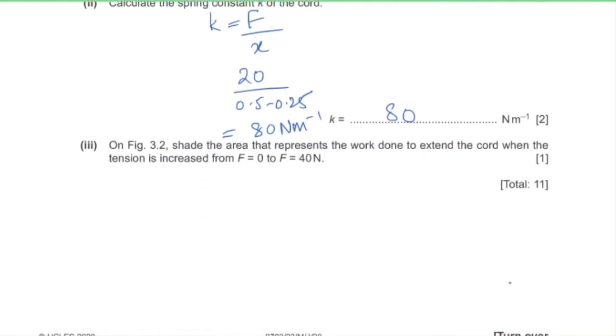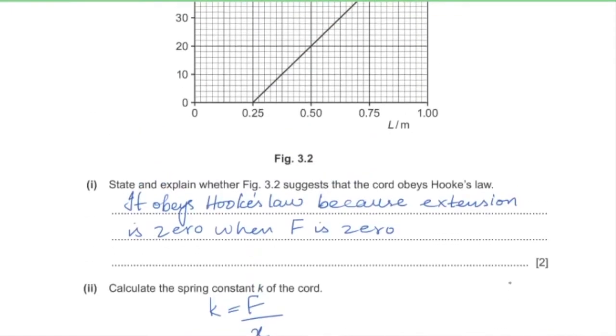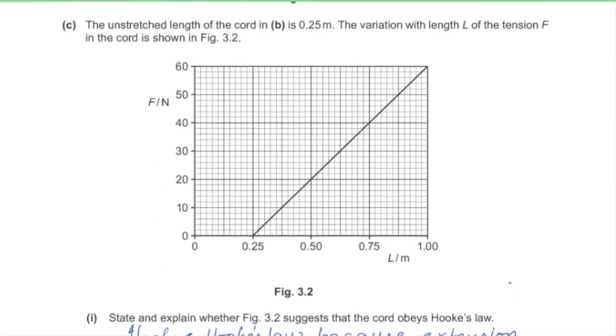Part 3. On figure 3.2, shade the area that represents the work done to extend the cord when the tension is increased from F equals 0 to F equals 40 newtons. So the work done on the cord is basically nothing but the increase in the elastic potential energy of the cord. An elastic potential energy is always half of force times extension. So it's going to be the area under the graph from F equals 0 to F equals 40 newtons. So it's going to be until here, and this is the shaded part. This is the work done to bring the cord to this new length of 0.75 meters.